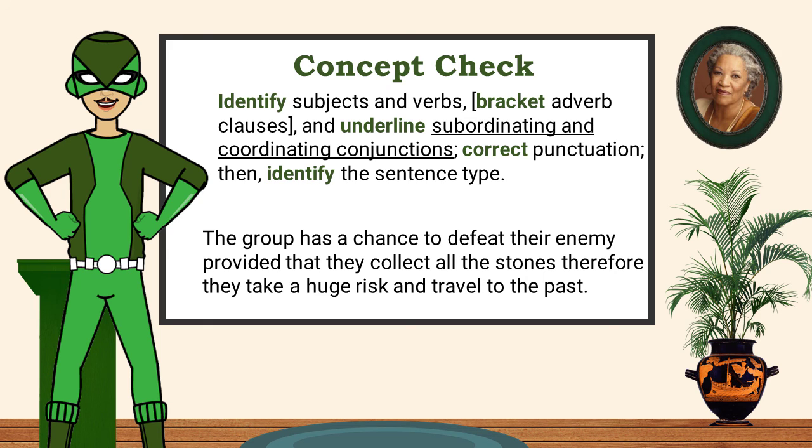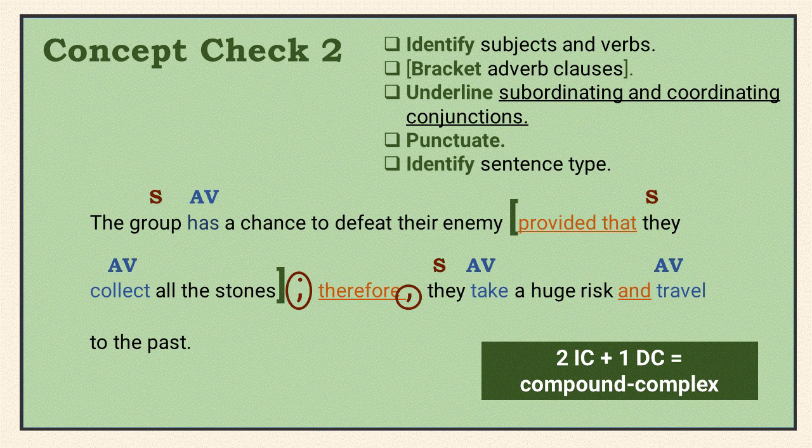Let's pull it all together. On your notes handout, identify the subjects and verbs, bracket the adverbial clauses, underline the subordinating conjunctions, correct punctuation, and identify the sentence type. Pause the video as you work and then restart it when you're ready to check your answers. Here's what we have.